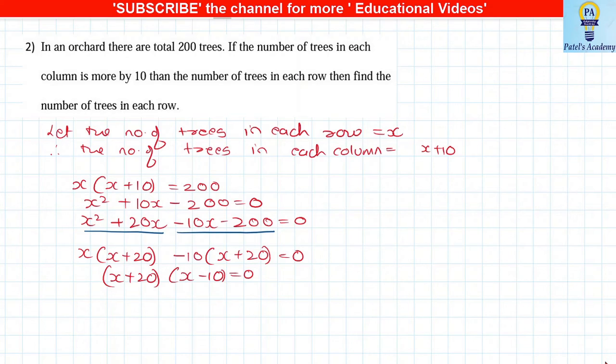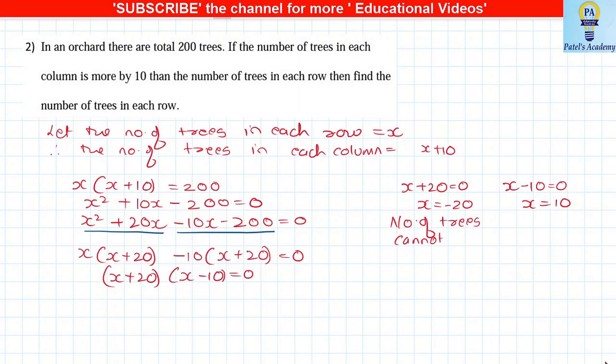Now we'll do it on the right hand side. So x plus 20 equal to 0, so I get x equals minus 20. Here it is x minus 10 equal to 0, I get x equal to 10. Now here we have taken x as number of trees, and here we get negative, minus 20. So what do we write down here? Number of trees cannot be negative. The correct answer is 10.